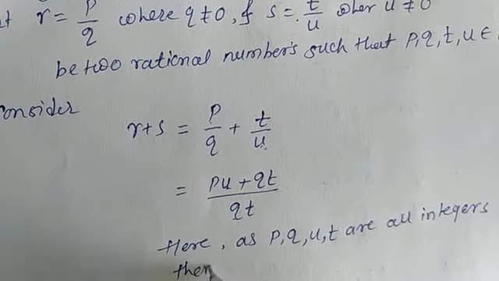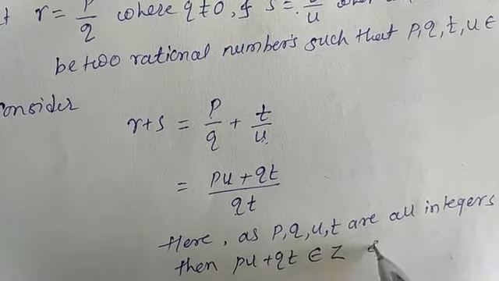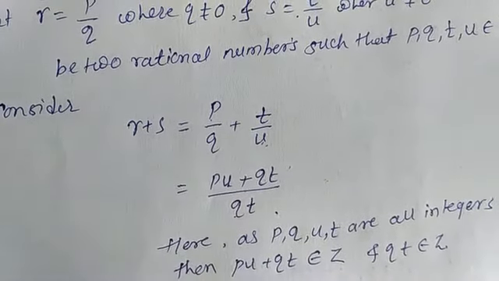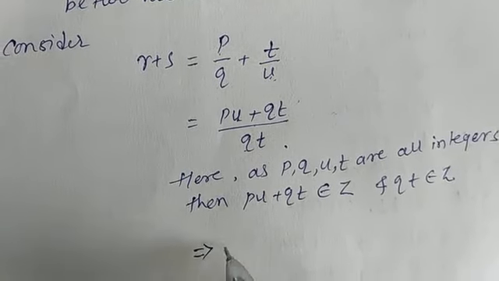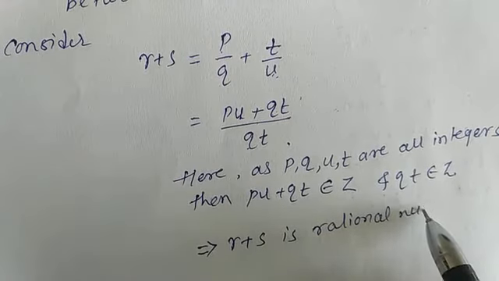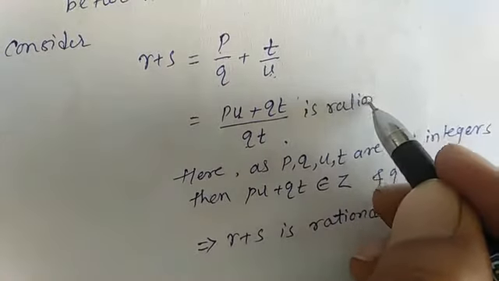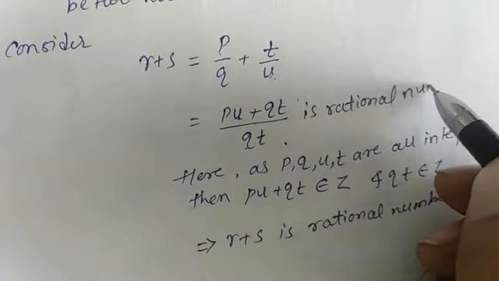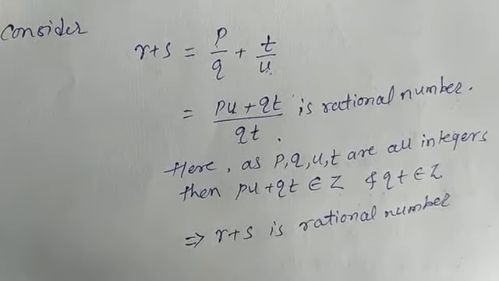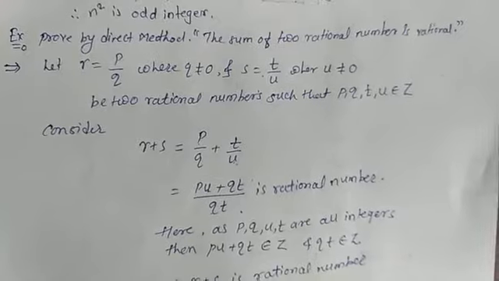Then P U plus Q T belongs to Z, and Q U also belongs to Z. So it is again of the form integer upon integer. So R plus S is a rational number. Okay, so this is our second example. Next example. This was a proof using the direct method.